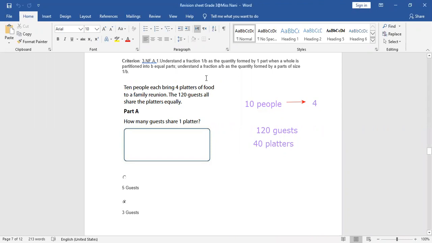So the first step I used multiplication. The second step I used division. 120 divided by 40. Okay. Thank you so much. Let's complete.